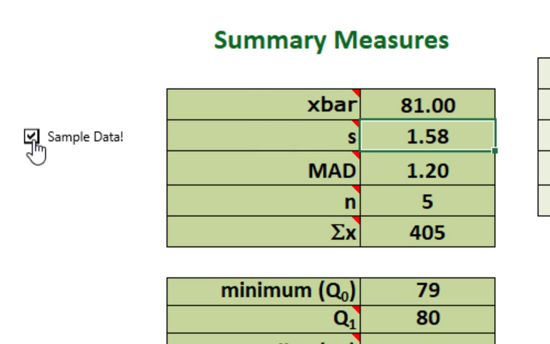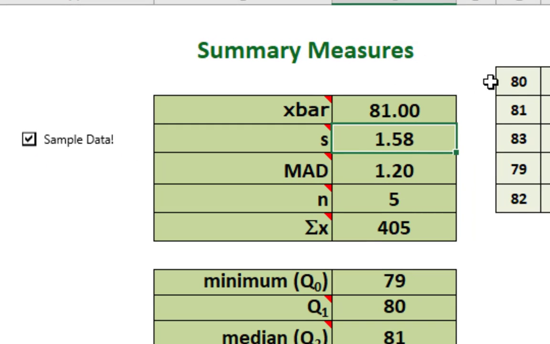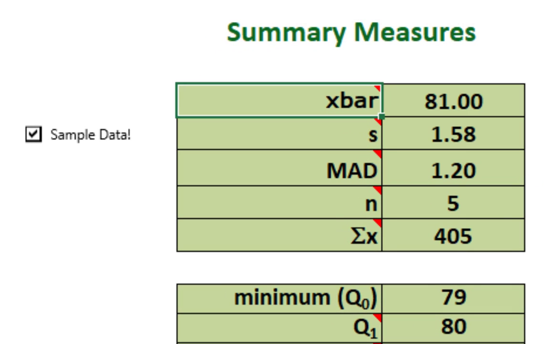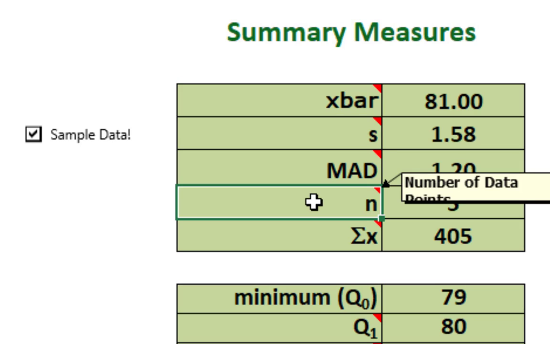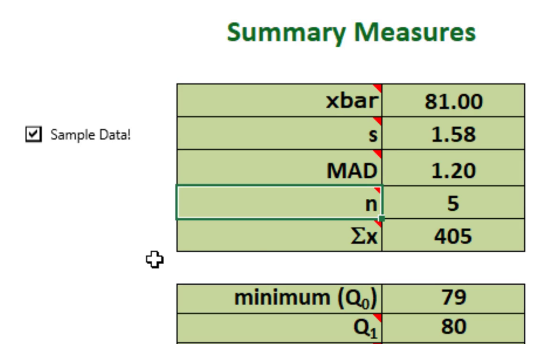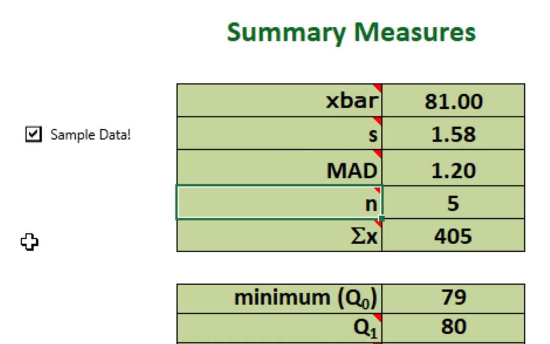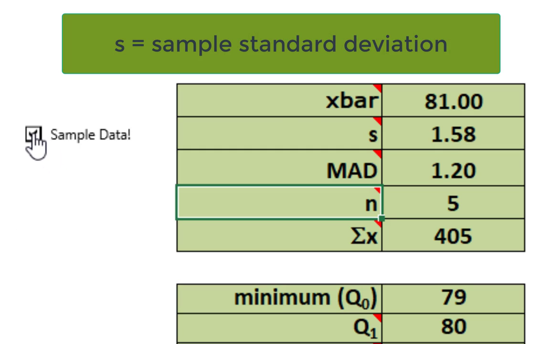I'm going to start with this right now. When I have sample data checked, meaning that these 5 data points here are drawn as a sample from a larger population, cell B4 says X bar, which we talked about a couple days ago, is the sample average symbol. This sample size down here, or the number of data points, I'm calling little n. That's generally the symbol that's used for a sample size. But this is the tricky one up here. This says S. Now what S is, is the sample standard deviation.